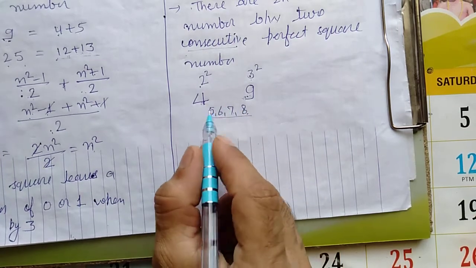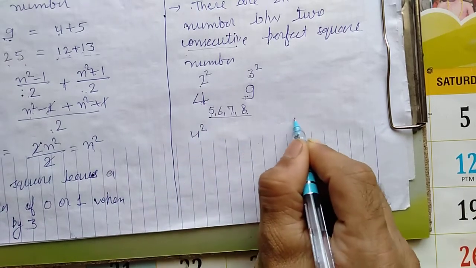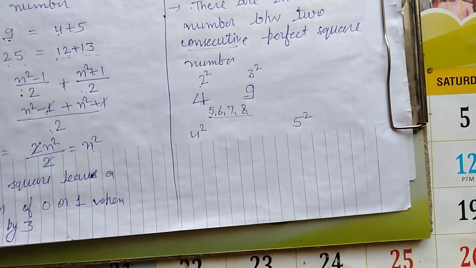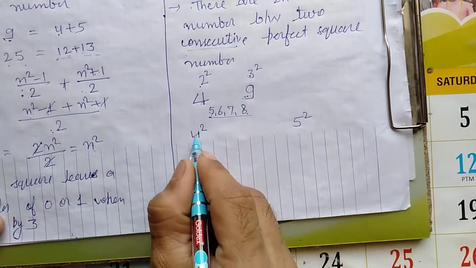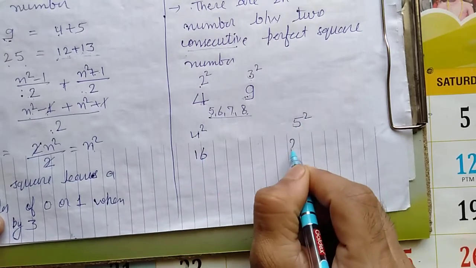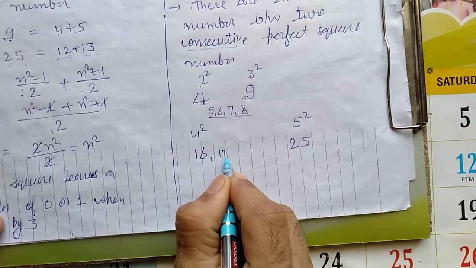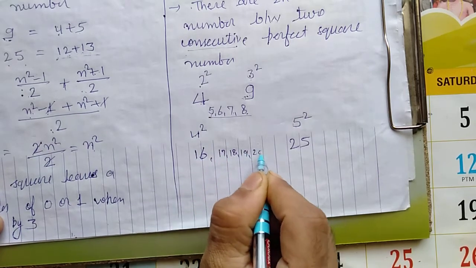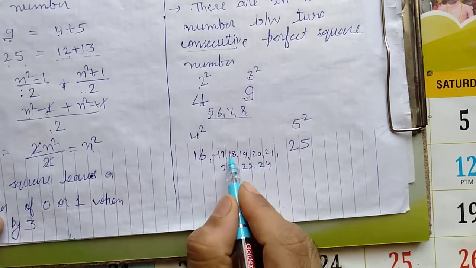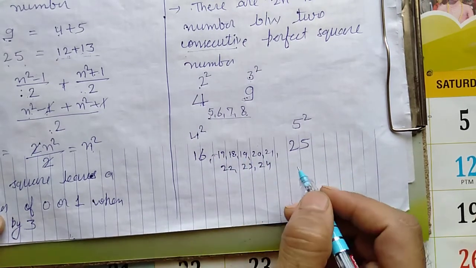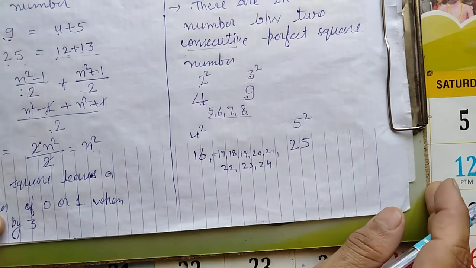One more example I am taking. Suppose I am writing here 4 square and 5 square. These are consecutive numbers, and the squares of these numbers are 16 and 25. Let's see, after 16 what will come? 17, 18, 19, 20, 21, 22, 23, 24. 1, 2, 3, 4, 5, 6, 7, 8. 8 numbers are there.